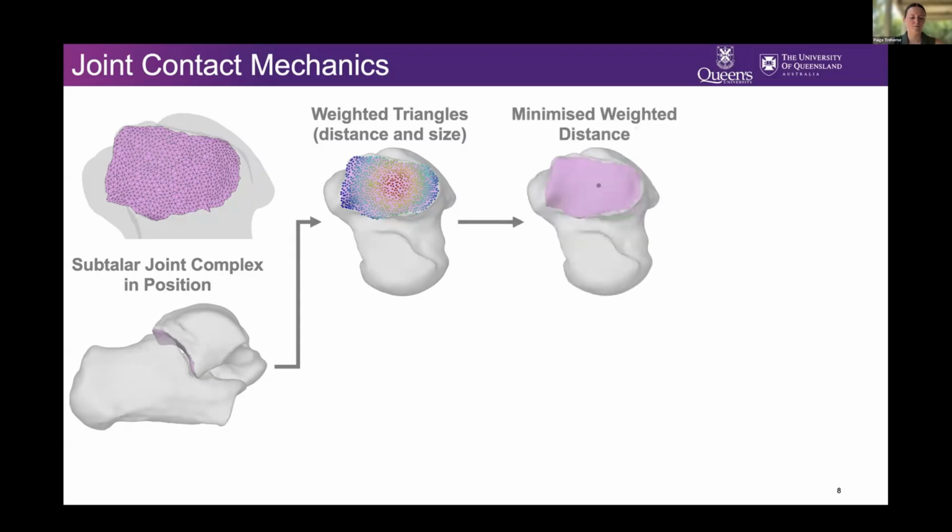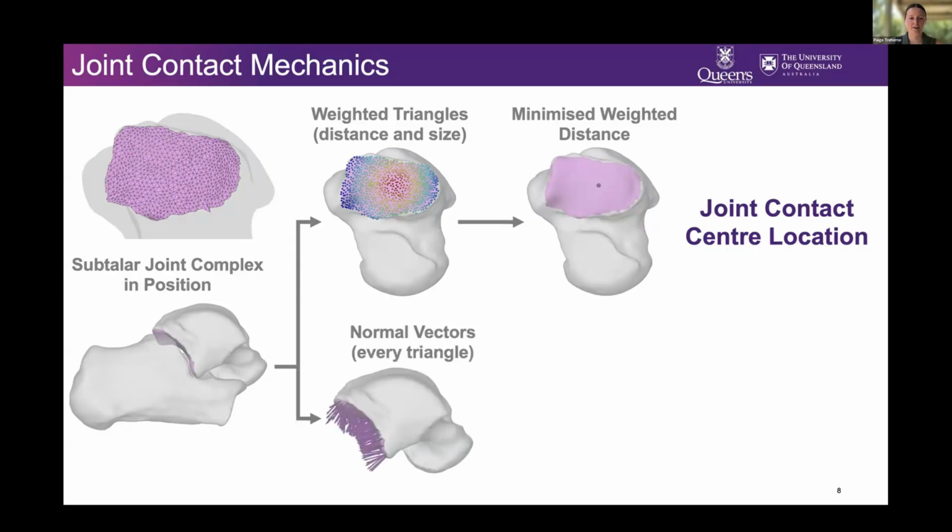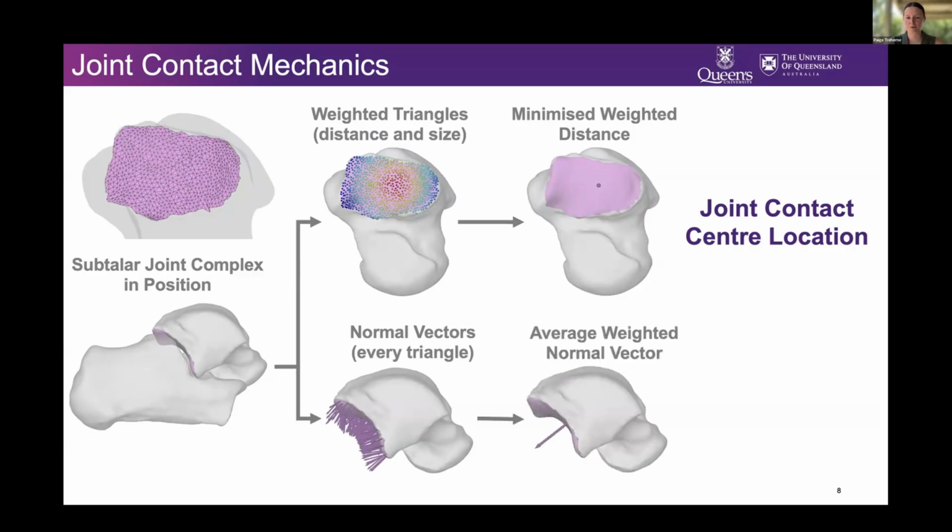And then we calculate our minimized weighted distance. So this minimizes the distance to all other triangles on the surface and is then biased towards triangles that are closer to the calcaneus. And this is our joint contact center location, or our proxy for our center of pressure. To find the average orientation of the articular surface in each trial, we calculated the normal vectors of every single triangle, and then we weighted those the same way we did previously. And then we found our average weighted normal vector, which was what we used for our joint contact center orientation, or our proxy for our joint reaction force direction.